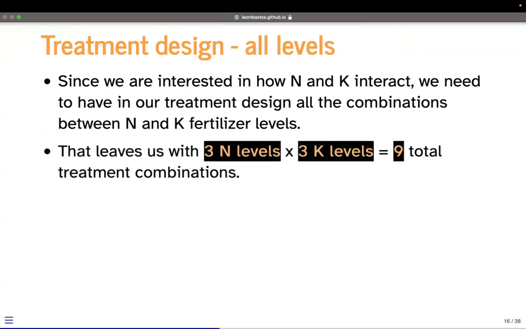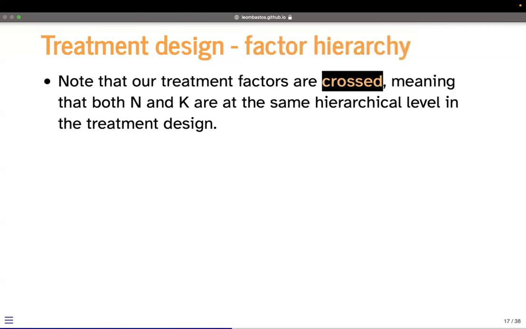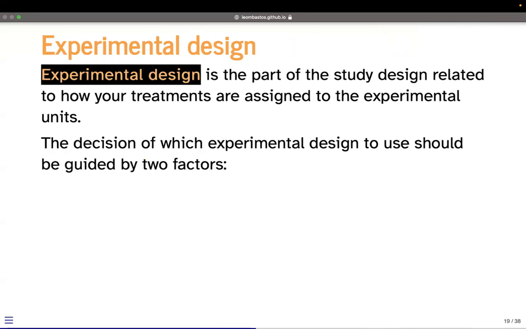And then because we're interested in the interactions of these two factors, we also need to have all those 3x3 combinations between nitrogen rates and potassium rates, so we can assess the main effects. So the main effect of nitrogen, the main effect of potassium, but also if they interact, and if they do, how so? So we need to have all those treatment combinations to do that. Okay, so again, the treatment design is addressing your objectives.